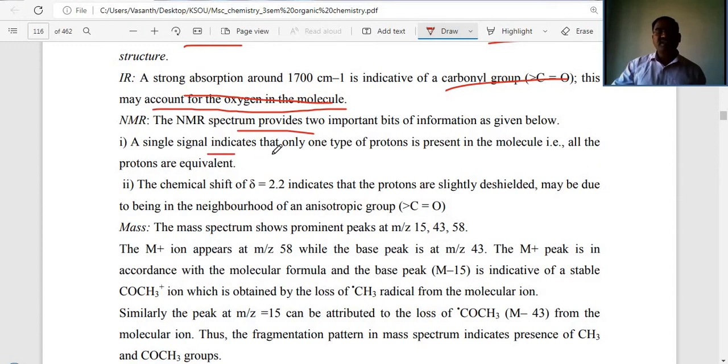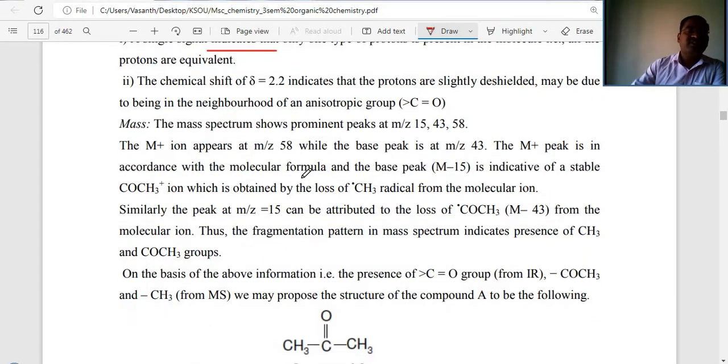The single signal indicates that only one type of proton is present in the molecule. All the protons are equivalent. The chemical shift of delta equal to 2.2 indicates that the protons are slightly deshielded, maybe due to being in the neighborhood of an anisotropic group.